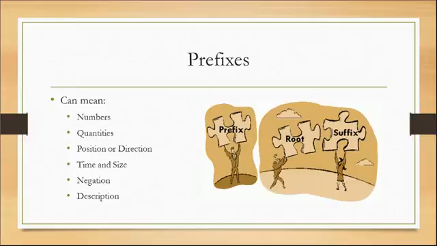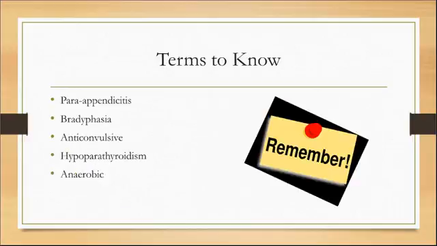Let's look a little bit more deeply into some terms that I definitely want you to remember for your quiz this week. And they may seem a little complex, but let's go through these. Para-appendicitis. So, appendicitis is going to mean inflammation of the appendix. When we add that prefix para, then we're indicating inflammation of the tissue adjacent to or near the appendix.